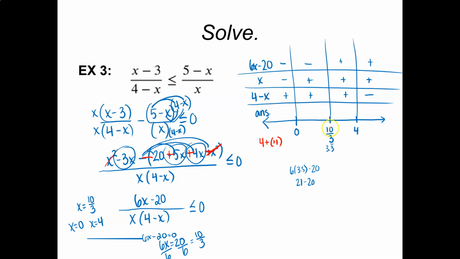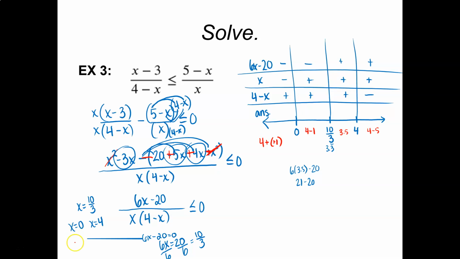If I pick a number between 0 and 10/3, like 1, that is 4 minus 1, which is positive there. If I pick a number between 10/3 and 4, like 3.5, 4 minus 3.5 is still positive. And then finally, when you get over here, picking a number bigger than 4, 4 minus 5, that would start to give you negatives there. You're going to see this when your factor is sort of backwards, where the x is not first. You'll see that happen, so watch out for those.